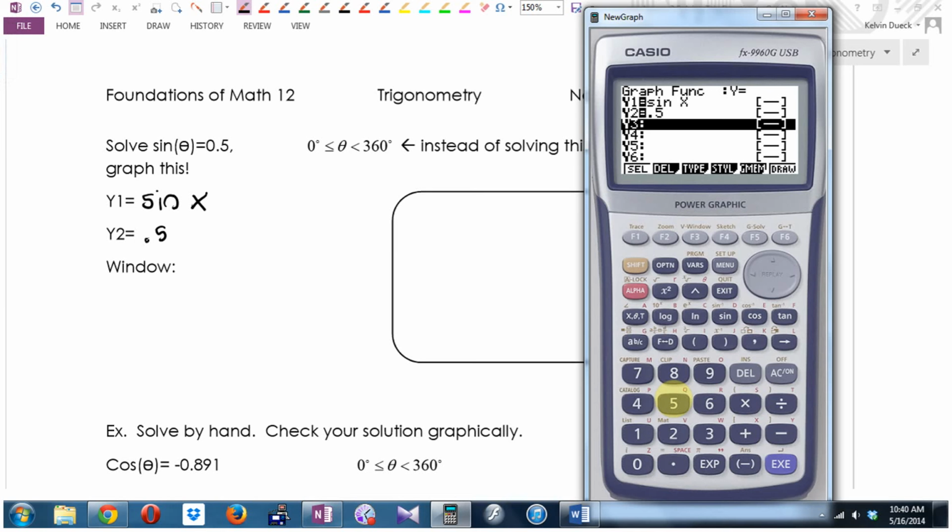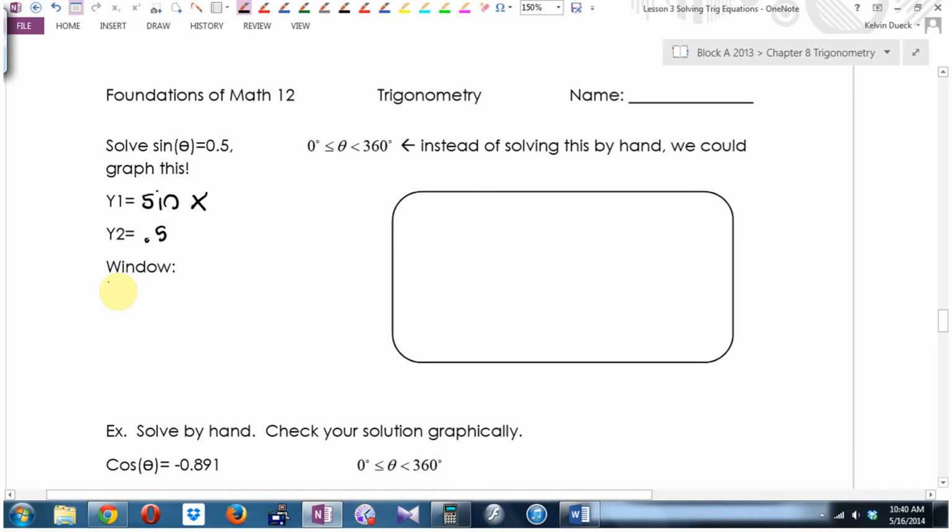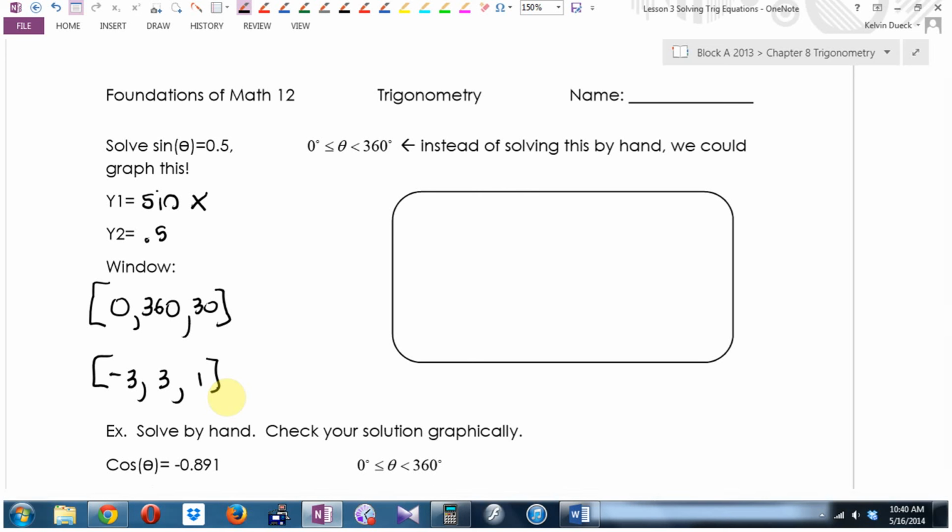Okay? Now, I also wrote here window. Here's how you write a window. You go x min, which was 0, use square brackets, comma. What was our x maximum? 360, comma. What was our scale on the x-axis? 30. Then you do y min, -3, y max, 3, and 1. You use square brackets, you do your x min, max, scale, and then next to it or underneath it, you do your y min, max, and scale. Hit draw.